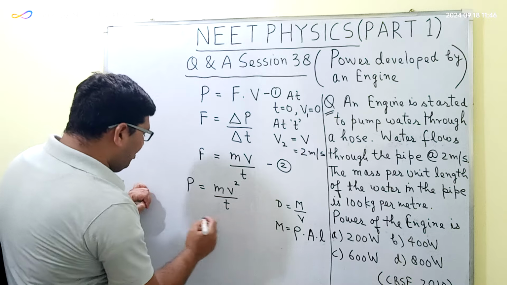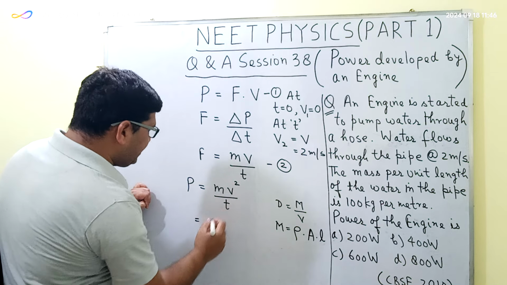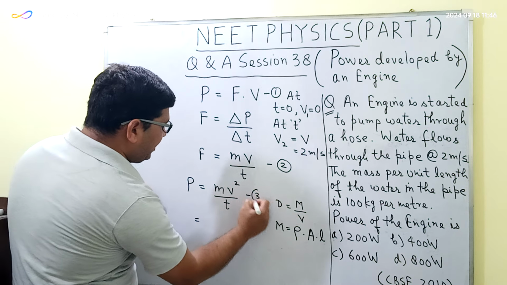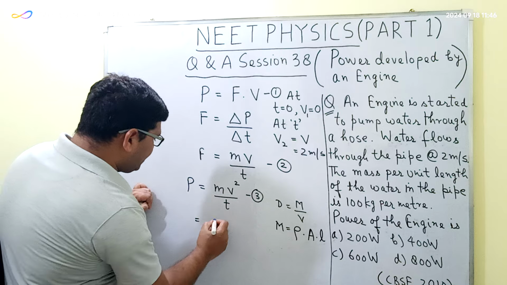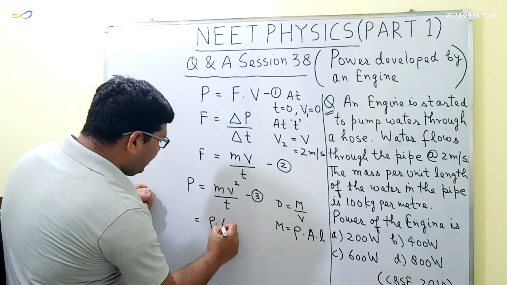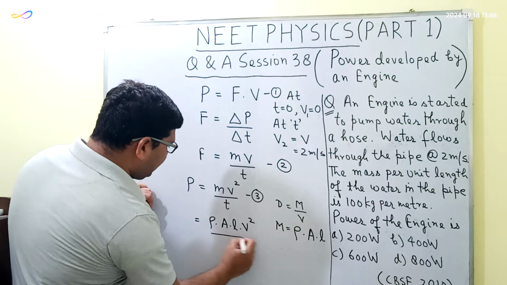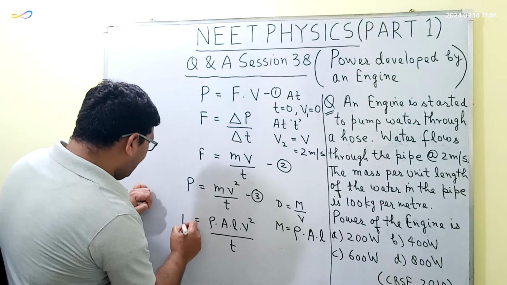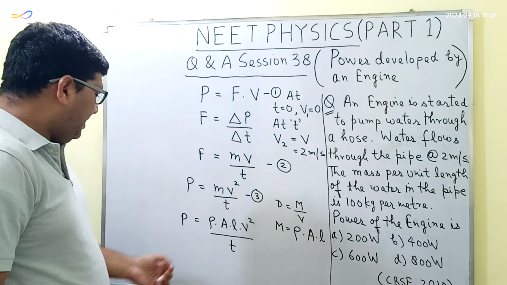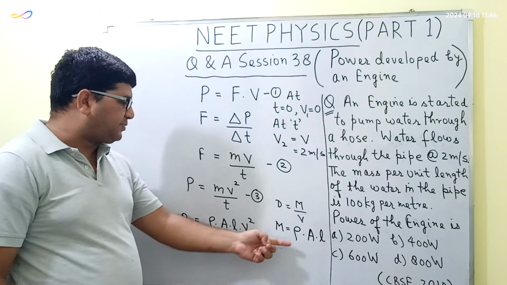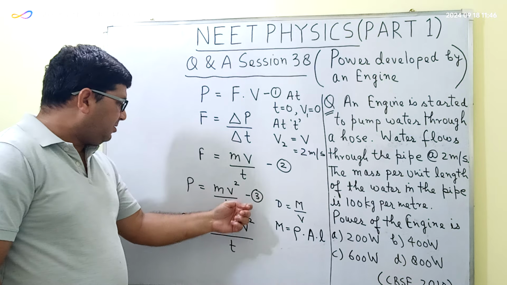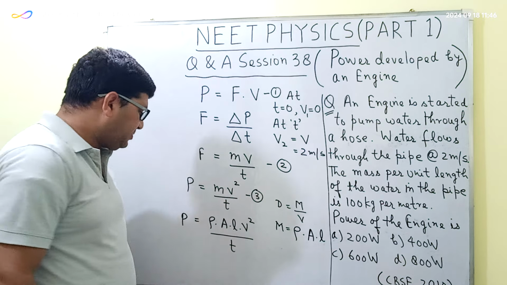So this value of mass can be substituted in this equation, say equation number 3, and this will be equal to rho into A into L into V square divided by T. So this is another equation which I have got by substituting the value of mass in this equation number 3.